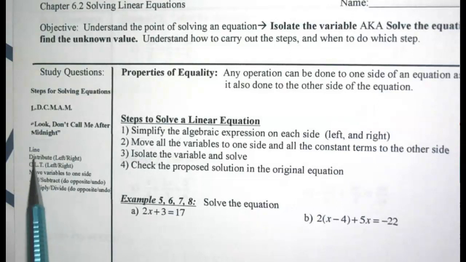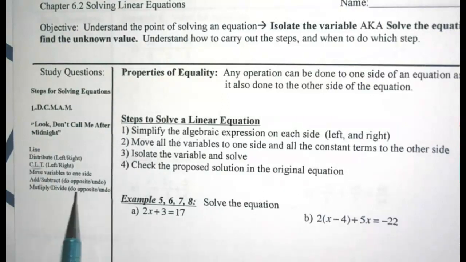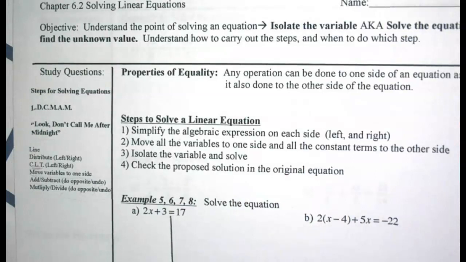LDCMAM, you see the steps: align, distribute, left and the right, combine like terms, CLT is combine like terms, left and right. Move the variables to one side, add or subtract, you're going to do the opposite here. Multiply or divide, you're doing the opposite. Actually, on the move the variables, you're also doing the opposite. So, anyhow, I'll try my best to follow these steps. L for line means draw a line down from the equal sign.